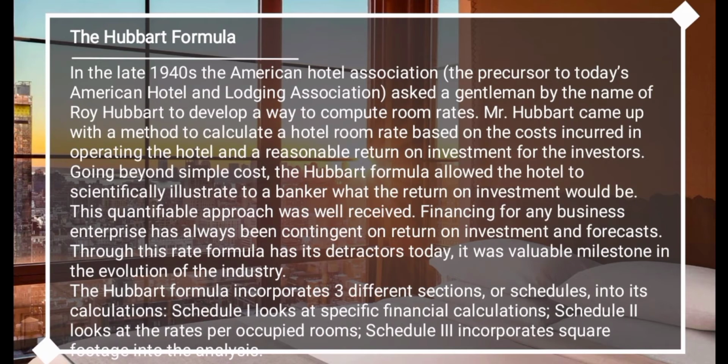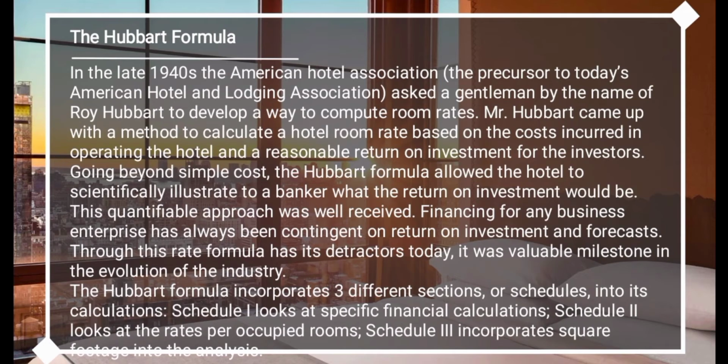Under prevailing economic conditions, it is imperative for successful operation that rates be adequate to cover operating costs and to provide a reasonable return on the fair value of the property. Though this rate formula has its detractors today, it was a valuable milestone in the evolution of the industry.